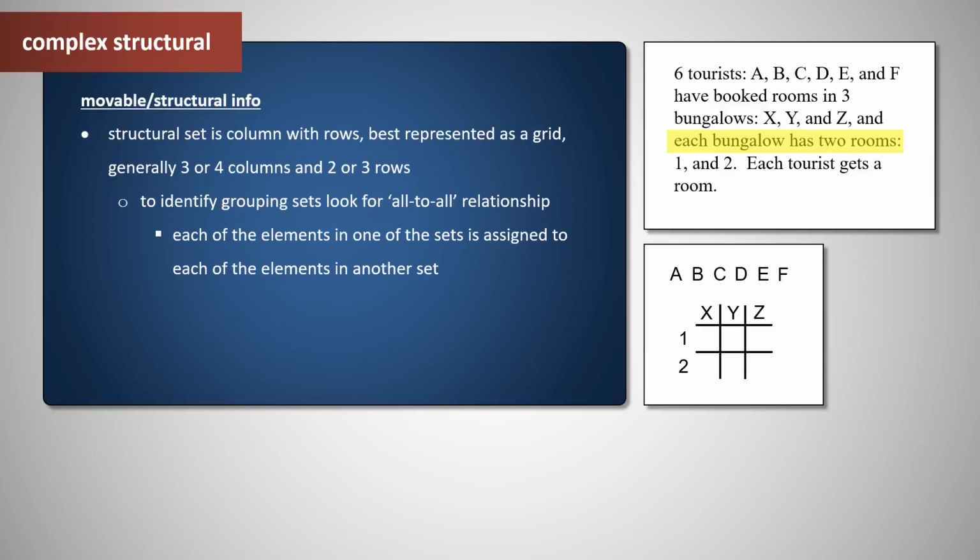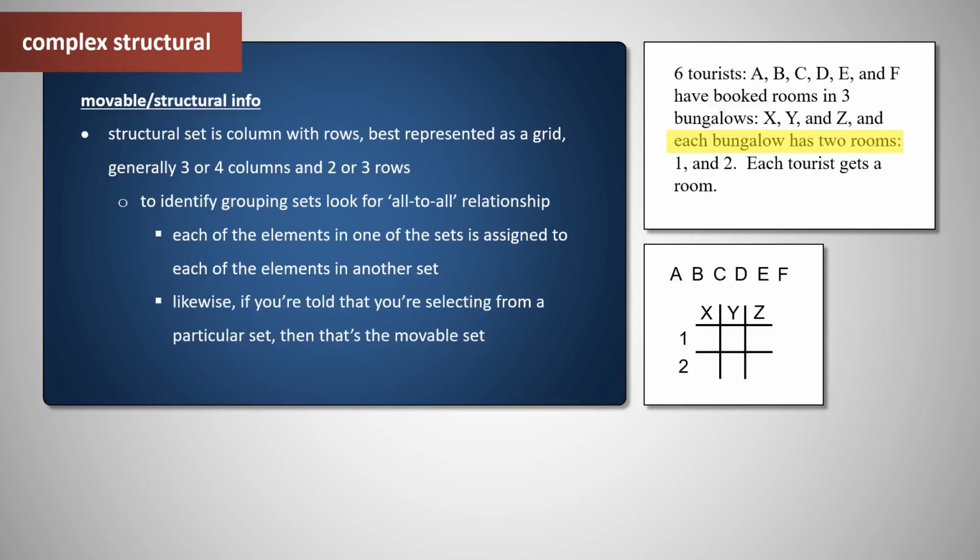Likewise, if you're told that you're selecting from a particular set, then that's the movable set. So here you know that your tourists are going to be going into these rooms. Since you're not told that all of the tourists go to all of the bungalows, but some of them go to all of the bungalows, some of them are going to be in each bungalow, you know that the tourists are your movable set.